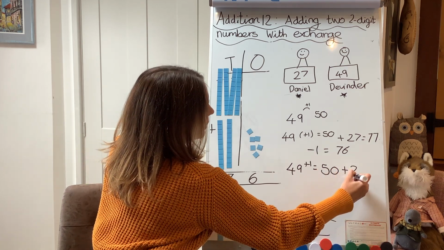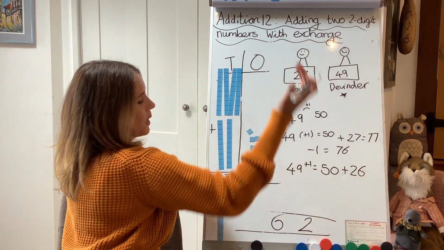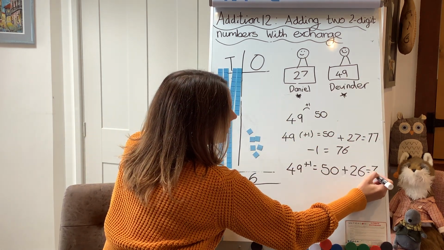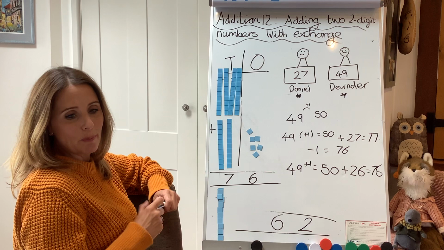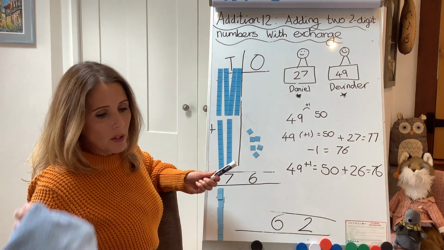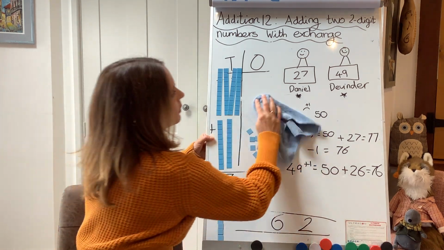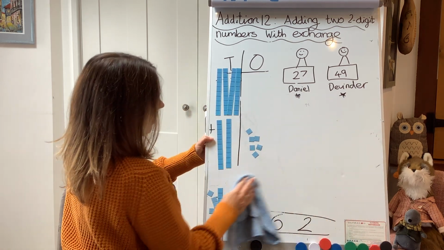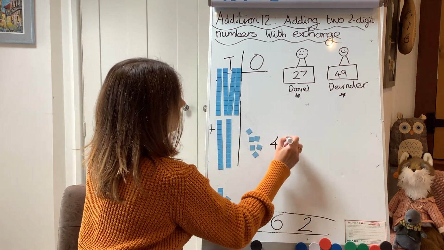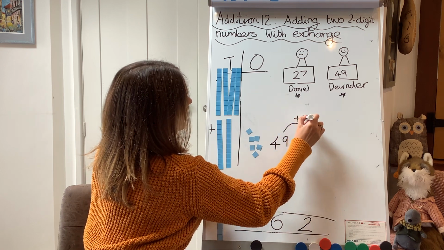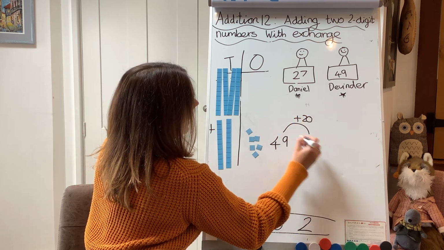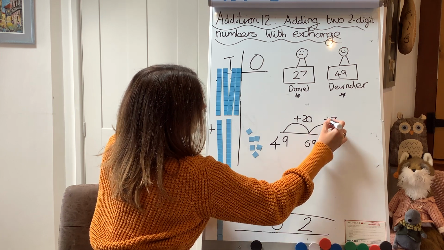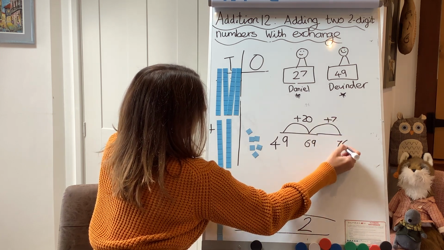and we add on 26 instead, take one off there because we've added an extra one onto there, which equals 76. Okay. You could do it on a number line, start at 49, add on 20, add on 20 to get to 69, and then add on 7 would take you to 76.